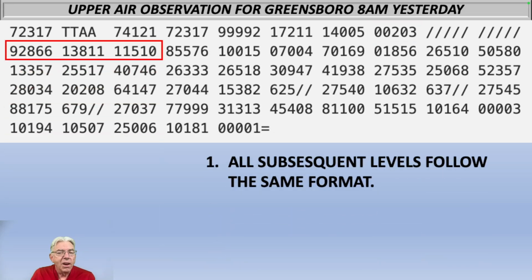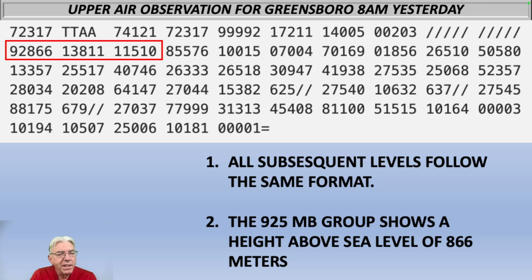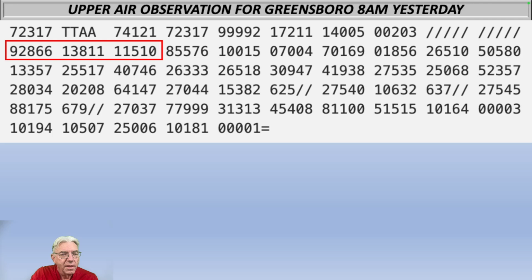Okay, now all of the levels above 1,000 millibars follow the same format, so I'm just going to take a look at a couple of them. I'm not going to go through every level. So this group here is the 925 millibar group, okay? And again, it shows the height above sea level of 866 meters, okay?